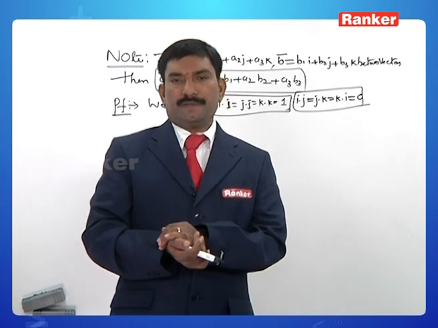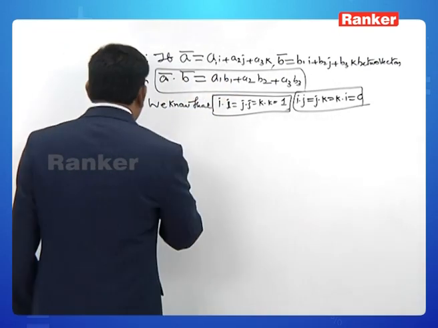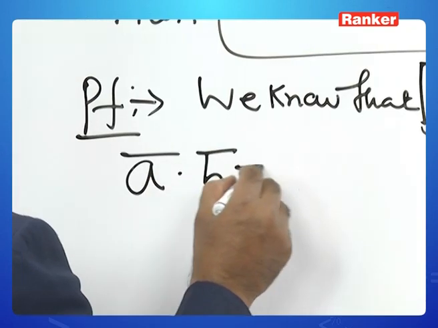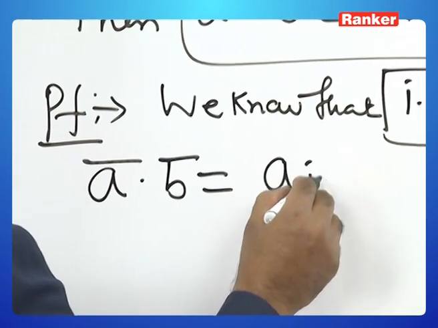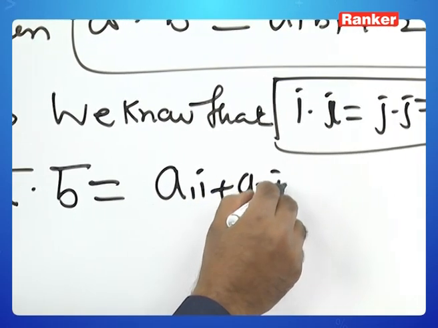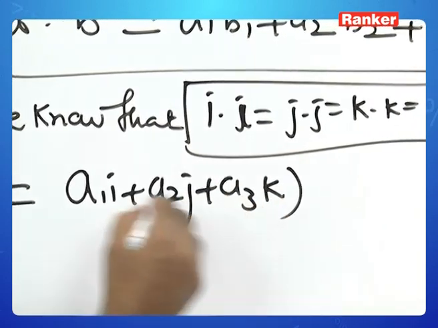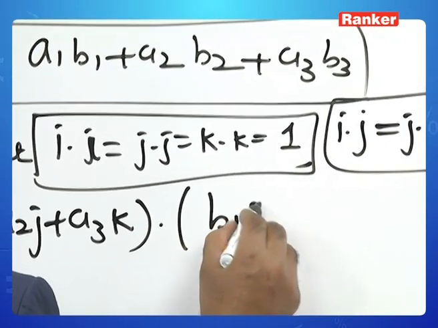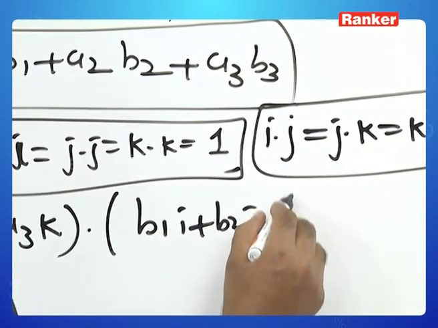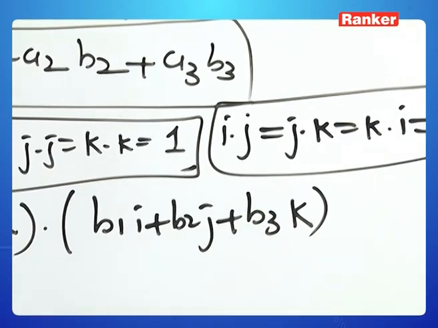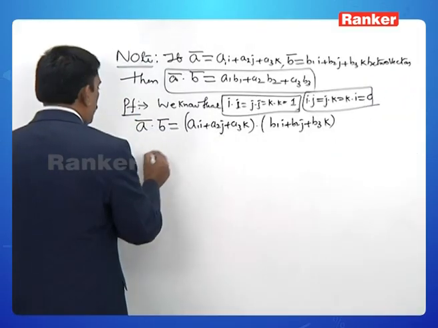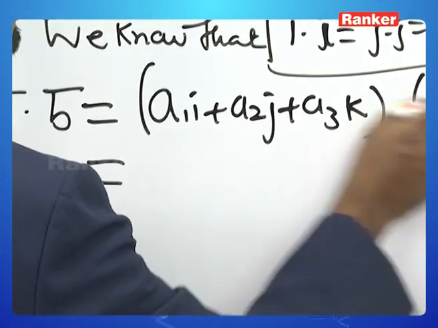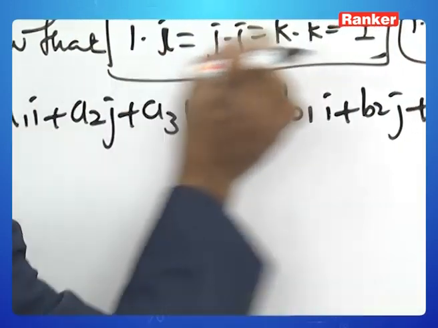two vectors. So therefore, now what I do is A bar dot B bar is equal to A1i, A2j, A3k dot B1i, B2j, B3k. Now, you take the dot product of this with this, this with this, this with this.